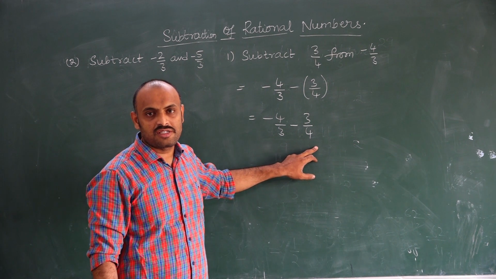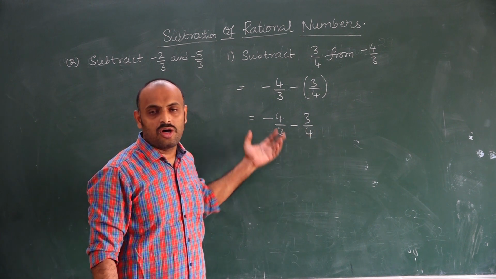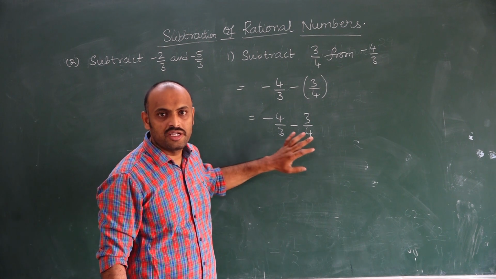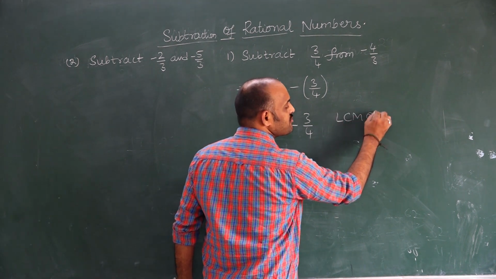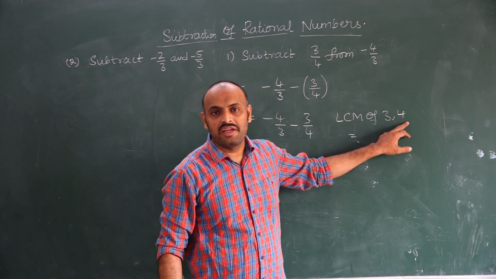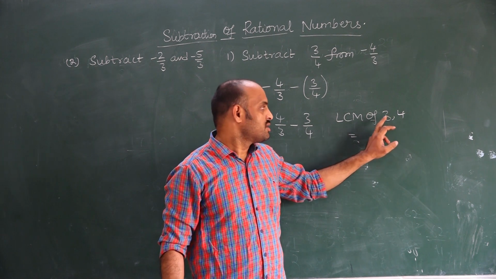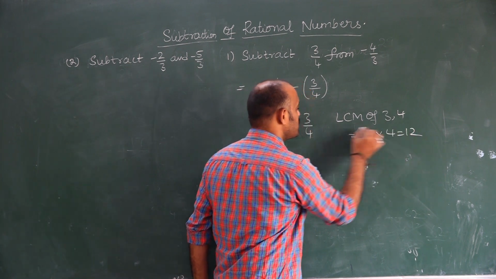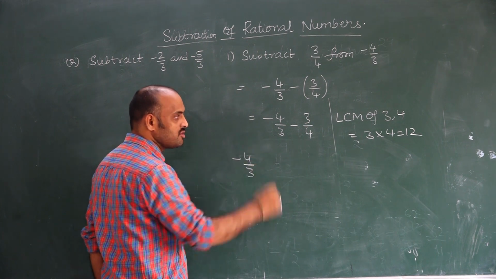Already we have seen in the previous class, when the denominators are not same, either to add or to subtract, we need to find the LCM. To make the denominator same, we need to find the LCM. So LCM of 3 comma 4. See, the numbers don't have any common factor. When the numbers don't have any common factor, their product is the LCM. Therefore, 3 into 4 is equal to 12. So I need to make each denominator 12.